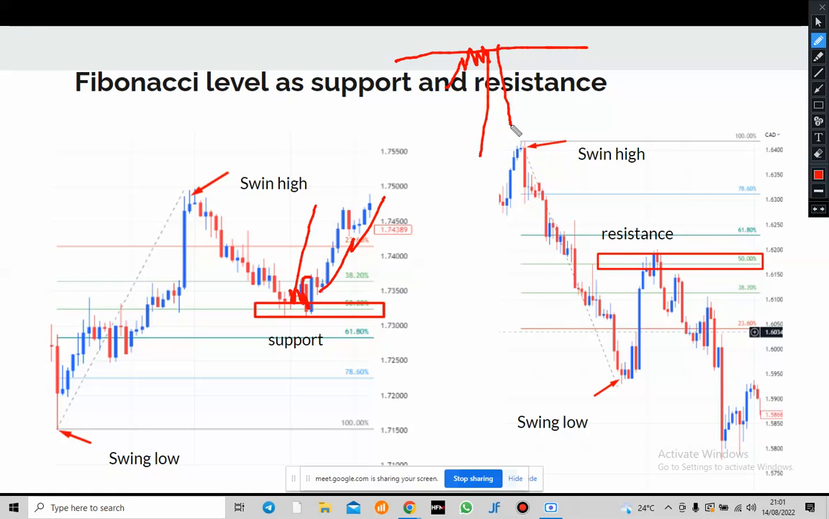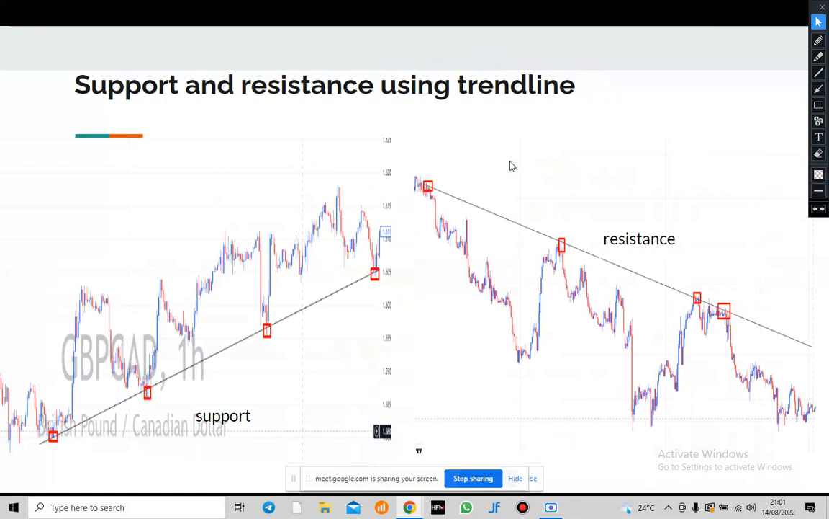So you must pay attention to what the market is going to do at those levels before you place your trade. Do not open your trade blindly. So this is the Fibonacci acting as support and resistance. Now the next one is the support and resistance using trend line.